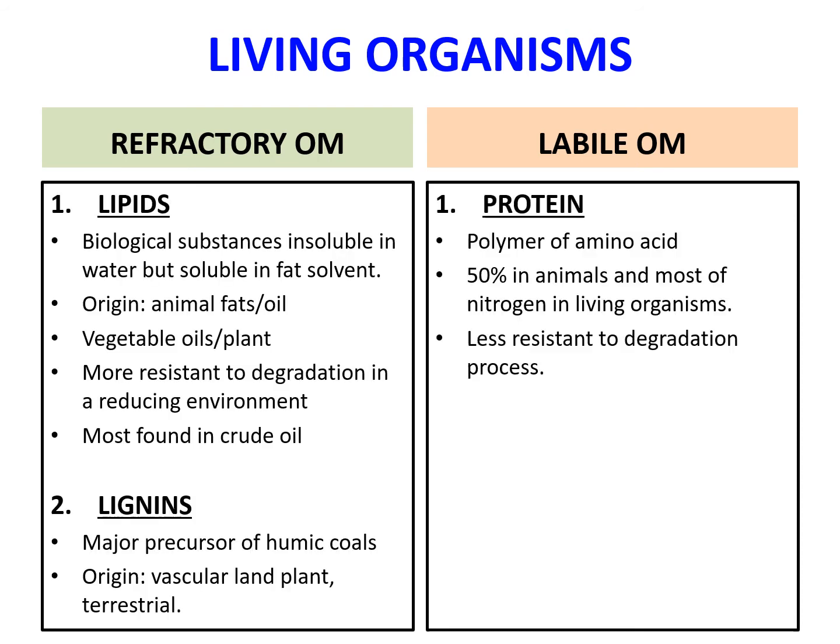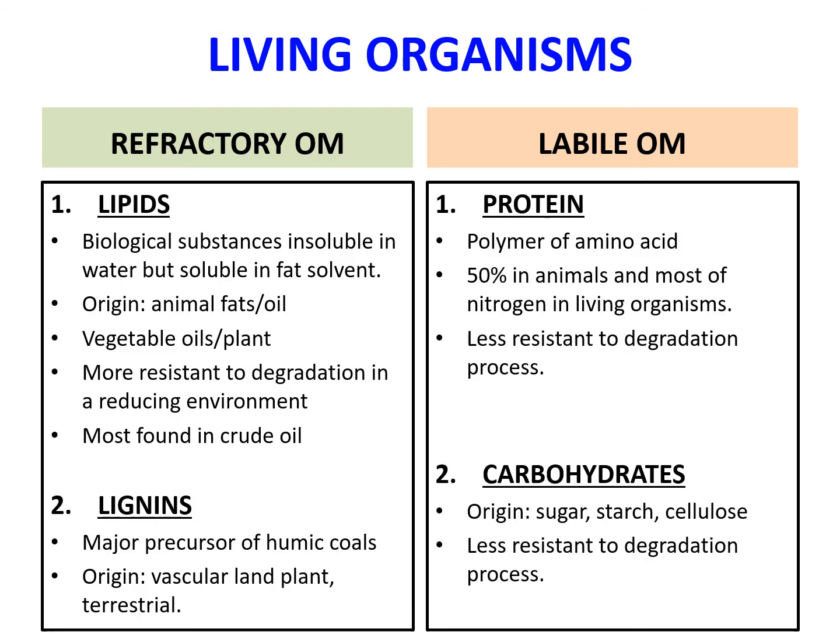Okay. So lipid and lignin is the refractory organic matter, while protein and carbohydrate is the labile organic matter. The difference between the refractory organic matter and labile organic matter is that refractory organic matter is more resistant to degradation, right? While the labile organic matter has less resistance to the degradation process. Okay, so you can read through all these types of organic matter.